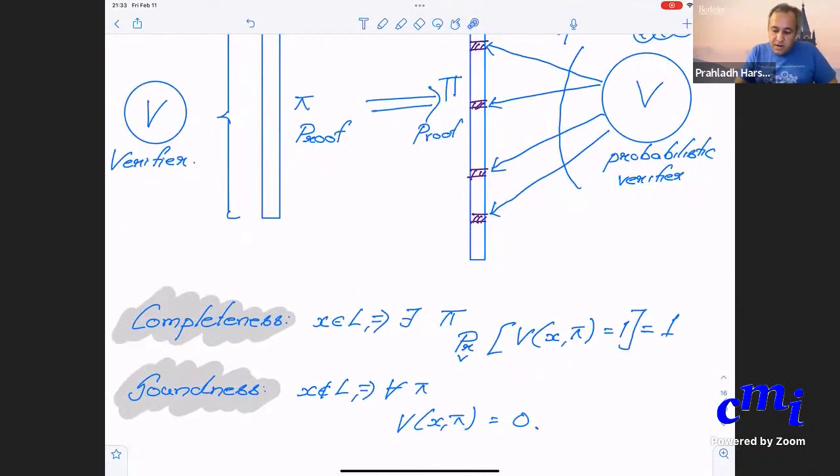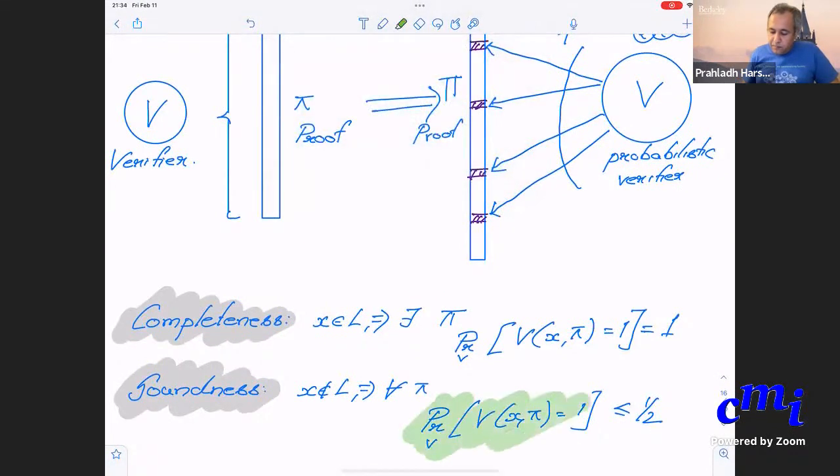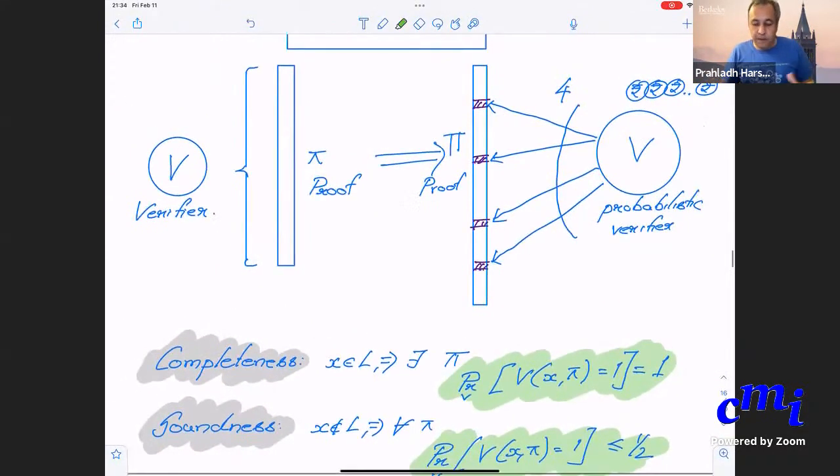But the interesting part is this one. So out here, what I'm going to state is the probability that the verifier accepts should be at most half. That's the key. So let's stare at this definition a little more. I'm giving the verifier a little more power by making the verifier a randomized object. Unlike previously where it was a deterministic object, it's now a probabilistic verifier.